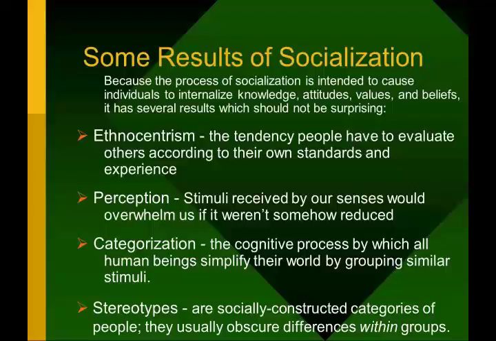Categorization is the cognitive process by which all human beings simplify their world by grouping similar stimuli. And basically that's having a prototype. It characterizes the meaning of a category. For instance, if the category were bird, again back to our perception in Western culture, or in the United States at least, we think of a flying bird like robins. We don't think of yard birds like chickens.